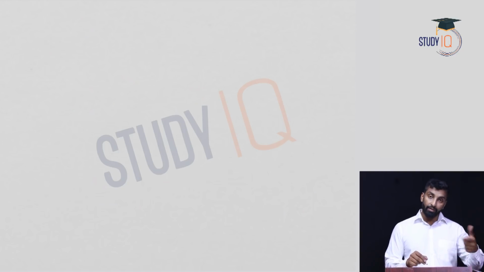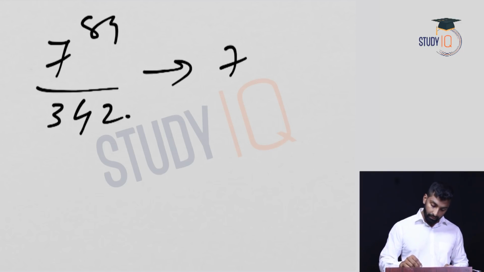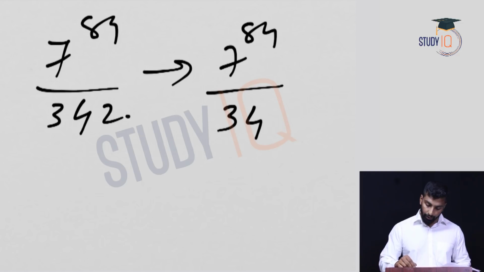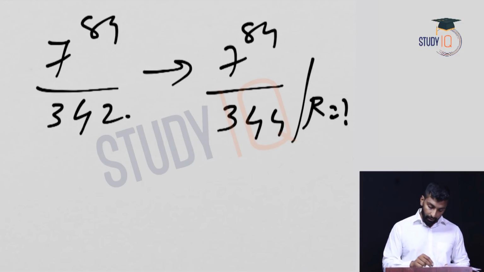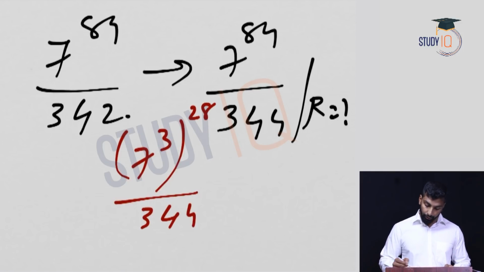Now in case of the previous question that we have solved, 7 raised to 84 divided by 342, right? Instead of 342, had it been 344, if the question was 7 raised to 84 divided by 344, find the remainder, what you will do? You will write in the same way, right? (7 raised to 3) raised to 28 divided by 344.